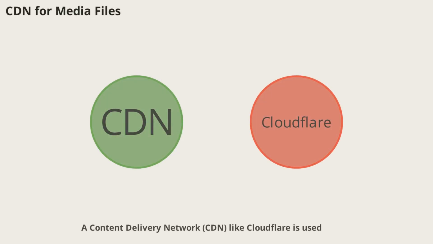Content Delivery Network (CDN), like Cloudflare, is used to cache media files such as images and videos. This reduces load on backend servers and speeds up content delivery to users worldwide. By distributing media across multiple locations, the CDN ensures fast and reliable access, enhancing the user experience.